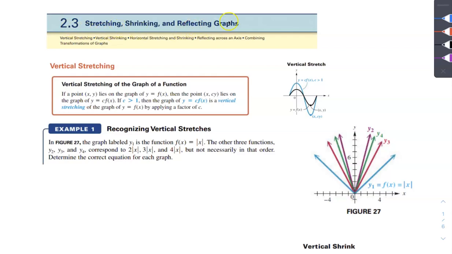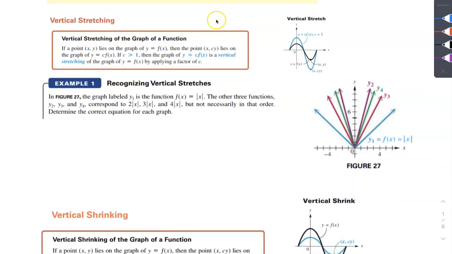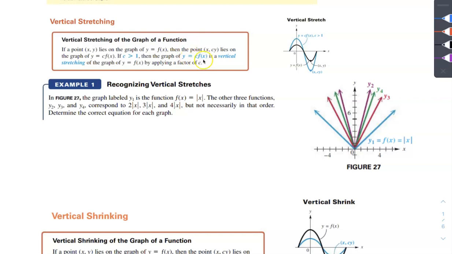Stretching, shrinking, and reflecting graphs. So vertical stretch is what happens when you multiply the outside of your function by a number, as you can see here. So if we get back to our function, remember I said in the last lesson how vertical shifting was on the outside? Same thing for stretching. Anything that happens on the outside of a function affects the vertical, affects the y values. So vertical stretch is when you multiply the outside of your function by a number bigger than 1.